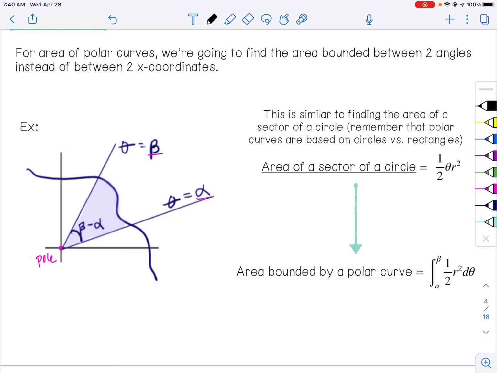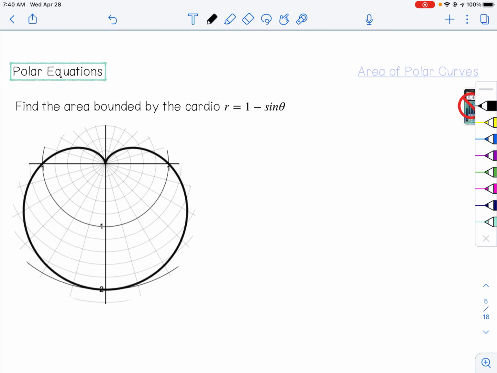So the hard part about this is first, finding those boundary lines, the angle lines that you need to integrate between, and then sometimes there's a little bit of trig manipulation in these because polar curves are so often based on sine and cosine. So we're going to pull in some trig identities today.